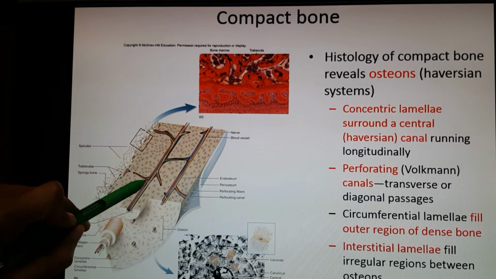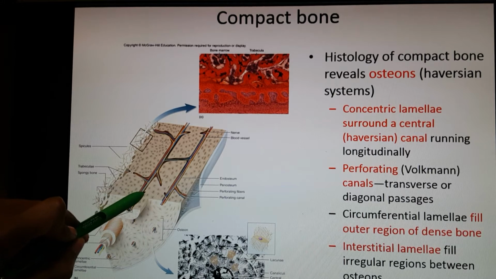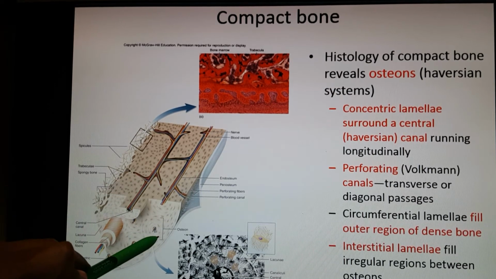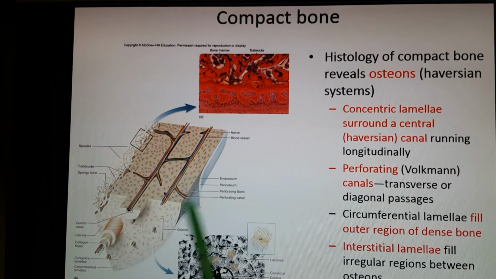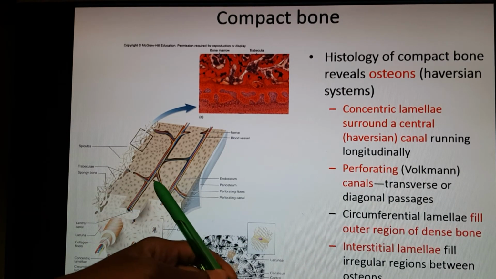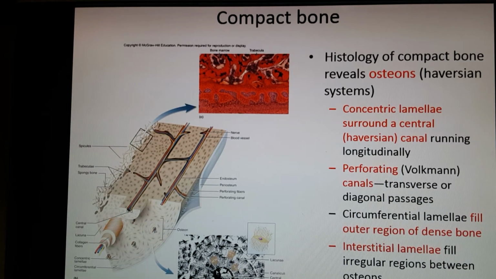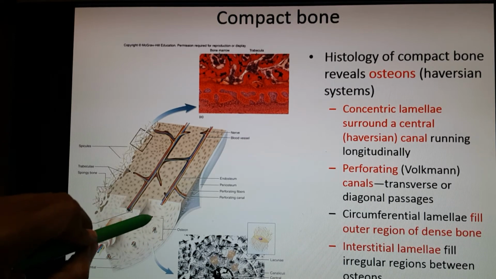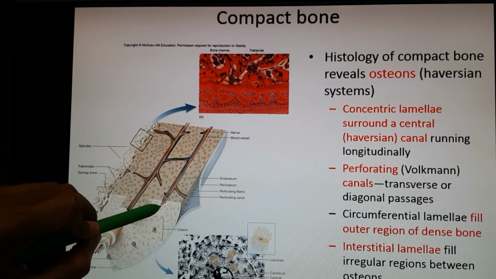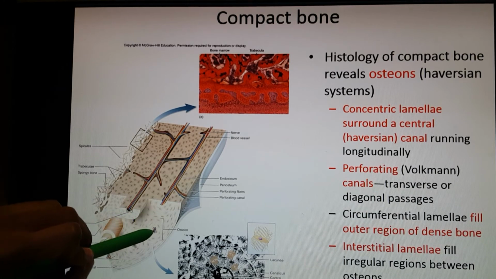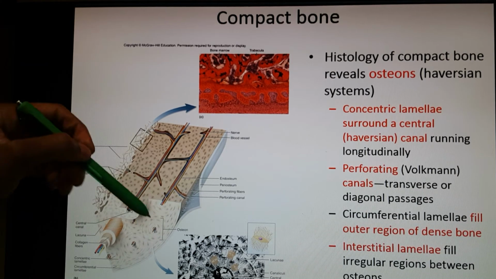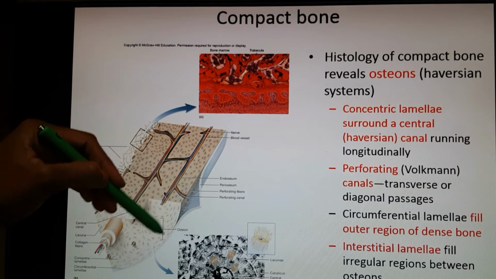And in order for you to get your blood vessels and nerves into the center part of these osteons, it's through these perforating canals, so they'll enter into the bone and then cross over until they reach the particular Haversian canal. On the final outside layers of compact bone, instead of it still being organized in our circular osteon structures, it's just layers of concentric lamellae on the outside.